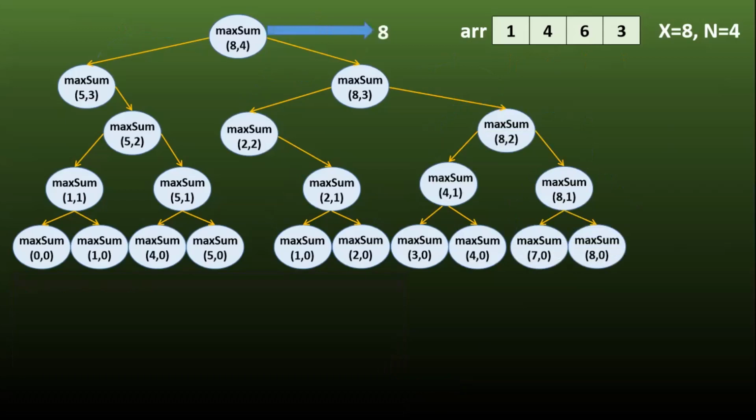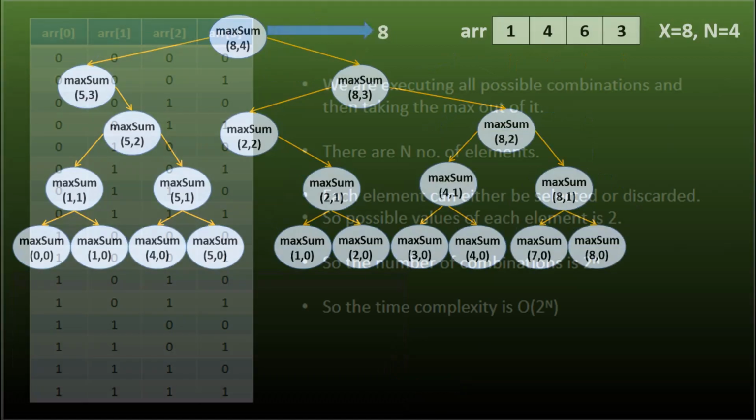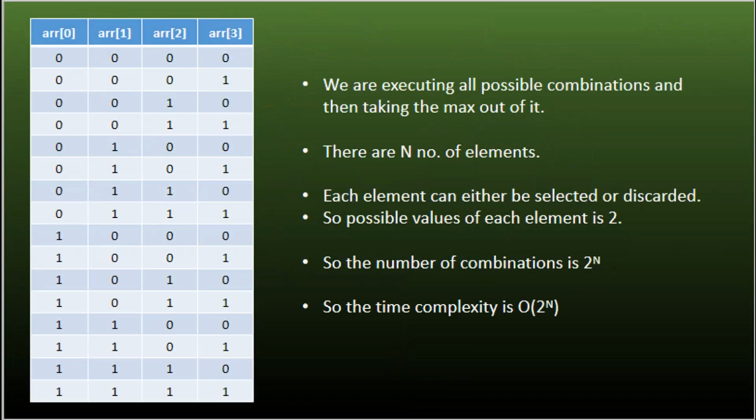So finally we are getting the maximum sum as 8. The time complexity of this algorithm is 2 to the power n because we are executing all possible scenarios, checking the sum and then taking the maximum sum out of that.